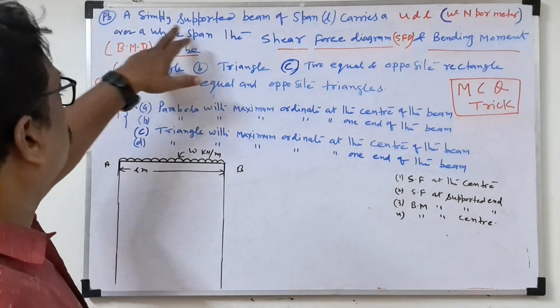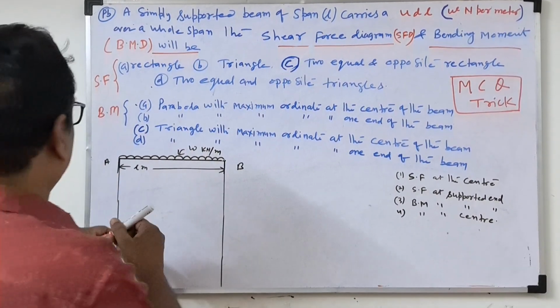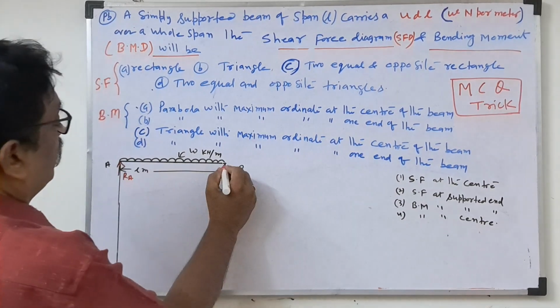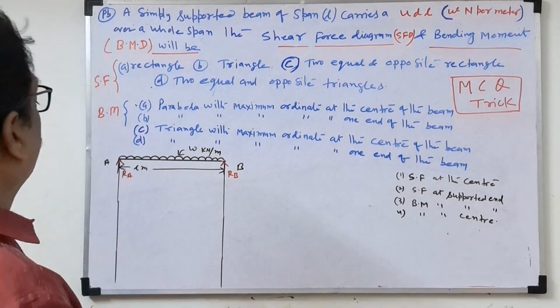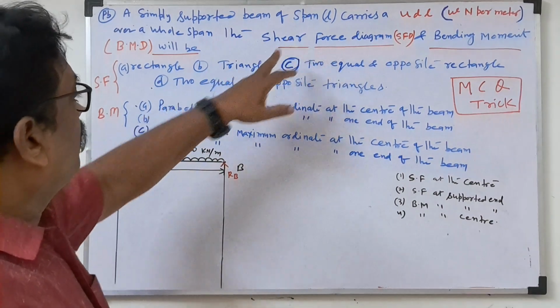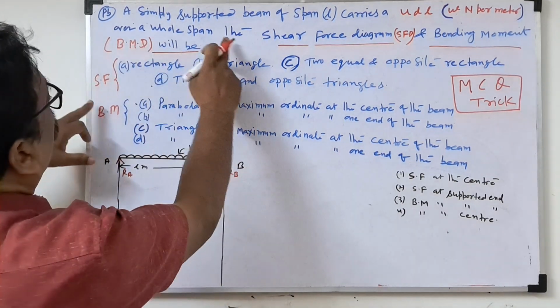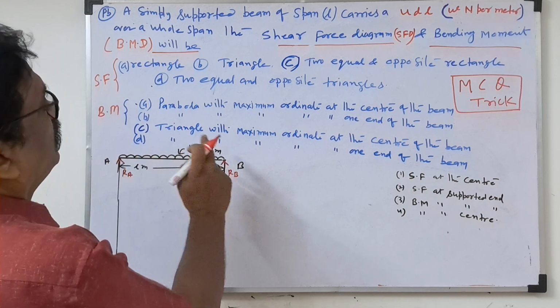So what is the question? A simply supported beam of span L. AB is a simply supported beam, so RA and RB are the support reactions, and it carries a UDL over the whole span. Throughout the beam, the UDL, uniformly distributed load, is there.